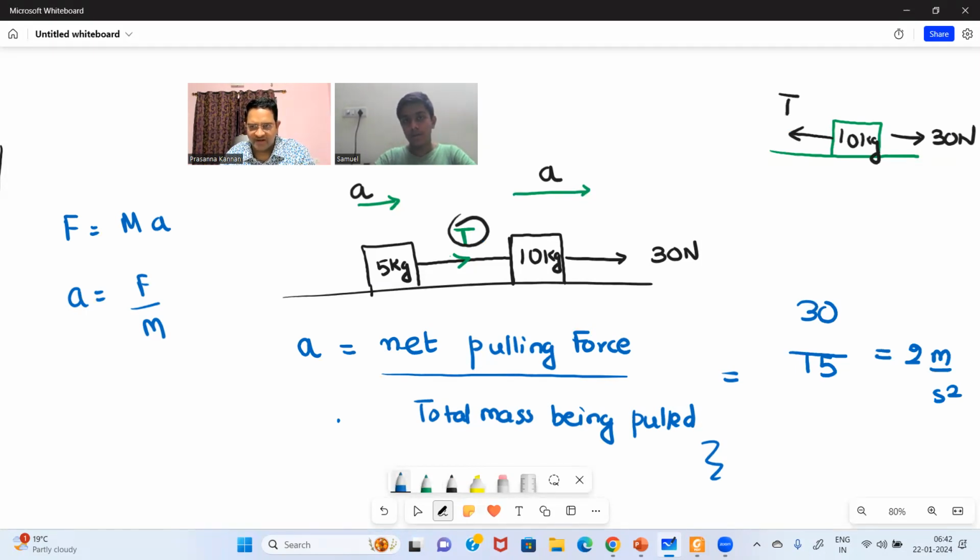Which of these forces is greater, 30 Newton or tension? Now, if tension was greater, it would be moving in the opposite direction, right? In which direction is the body having acceleration, to the right or to the left? Right. So when the body is having acceleration to the right, which force must have been greater, 30 or T? 30. Correct. Are you understanding?